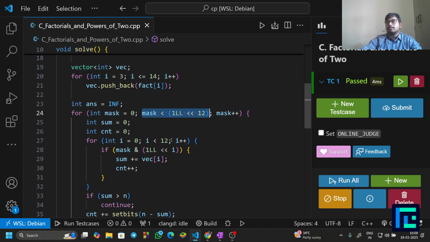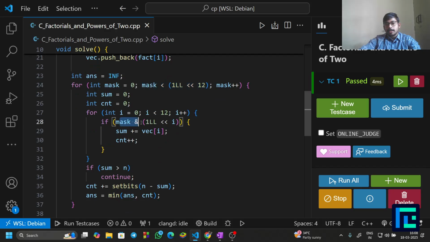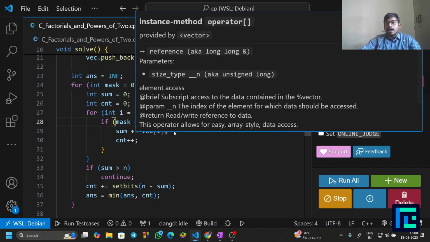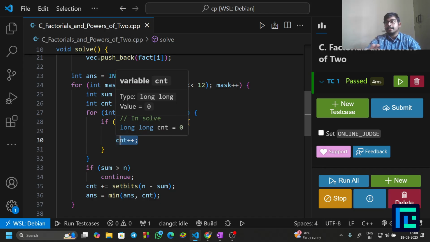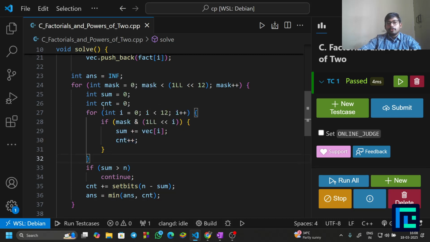In this mask, I'll check if the ith bit is set, that means this ith number is taken. So I'll add vec[i] to the sum and also increase my count, which tracks how many numbers are already taken from the type 2 category. So for any mask, I'll just check if the ith bit is set, then I'll add to my sum and increase my count. After this, I have got a sum using a set of those type 2 numbers.